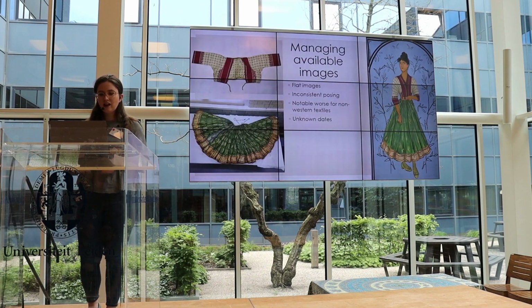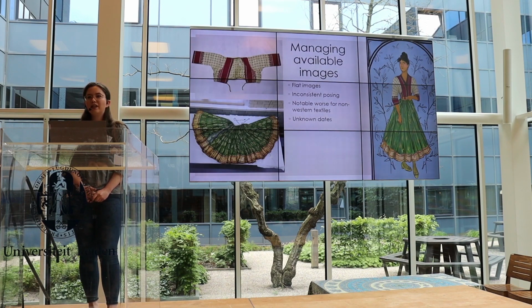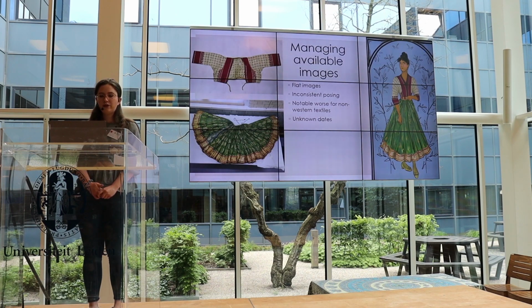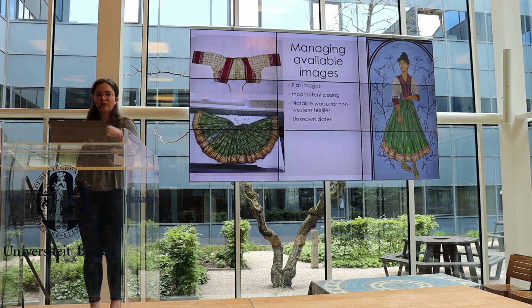And the final thing I had to think about was managing what was actually available. So I was dealing with images sometimes that were flat, had inconsistent posing, and unknown dates as well. So all of these were notably worse when I was looking at non-Western textiles, so things outside of the British context. I decided that I wanted to include both British garments and also garments made in India, the big idea being to probe the question of imperialism and the connections in fashion between Britain and India at the time. So I narrowed it down to the 1870s and 1880s.